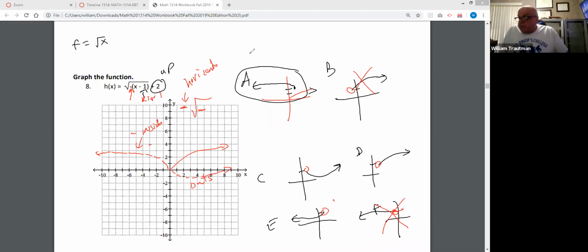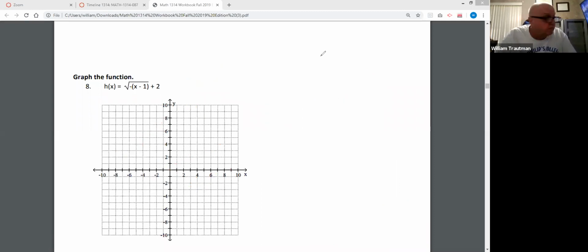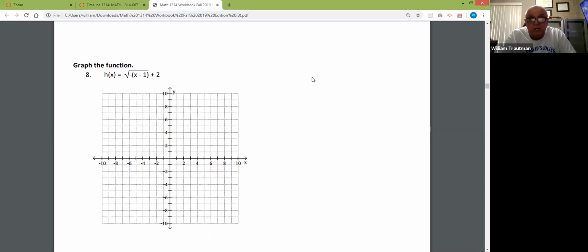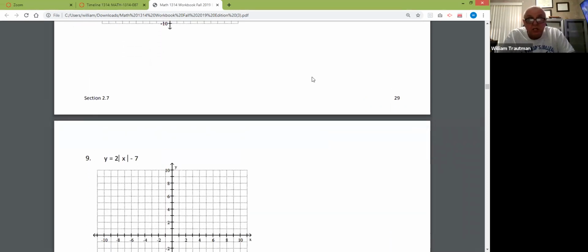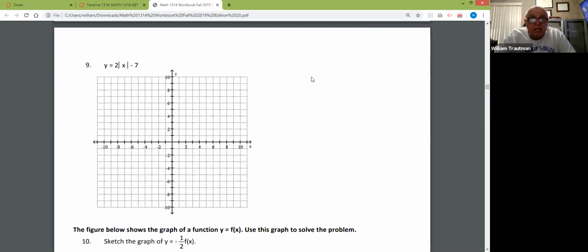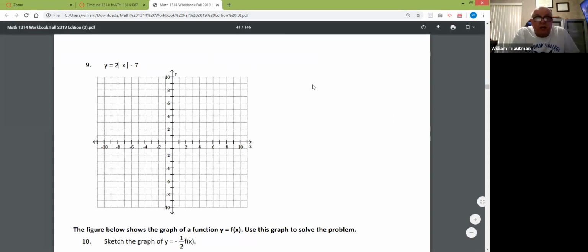All right, so the next problem. That was 8. We are going to number 9 and 10 on this section. So we have, like I said, quite a few in this section. Number 9, you have to be able to draw the correct graph again.